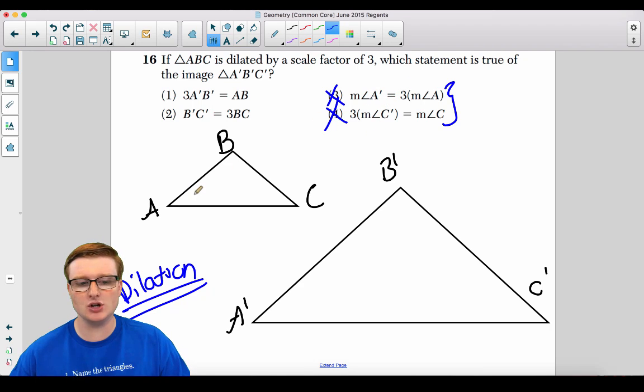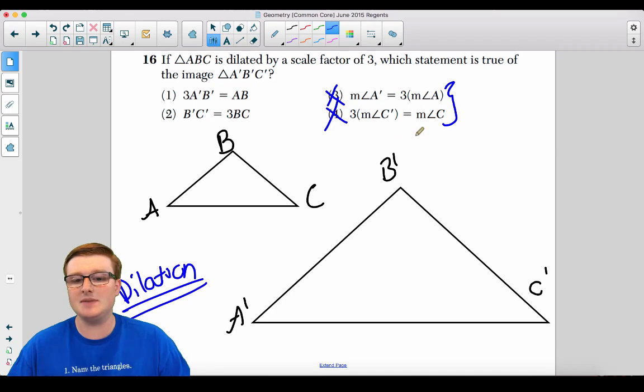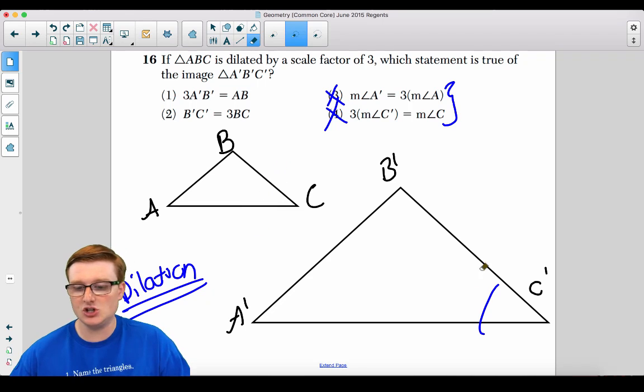Choice 3 says that the measure of angle A is equal to triple the measure of angle A. No, that can't work because angle measures are preserved under a dilation. Same thing down here. They say if you take angle C prime and multiply it by 3, that will equal angle C. No, absolutely not. Dilations preserve angle measures.